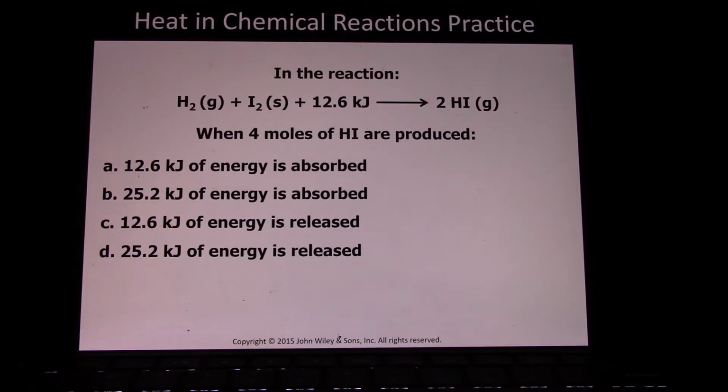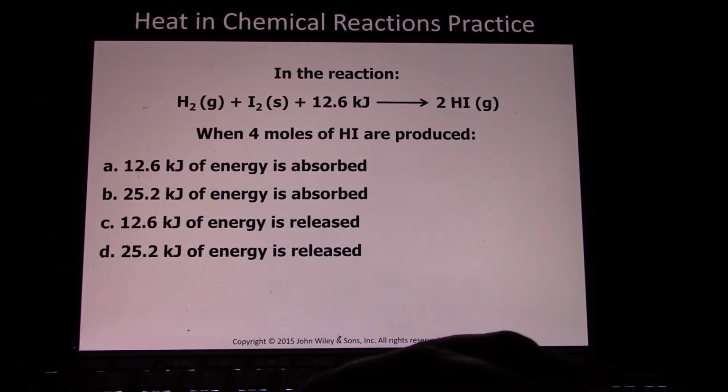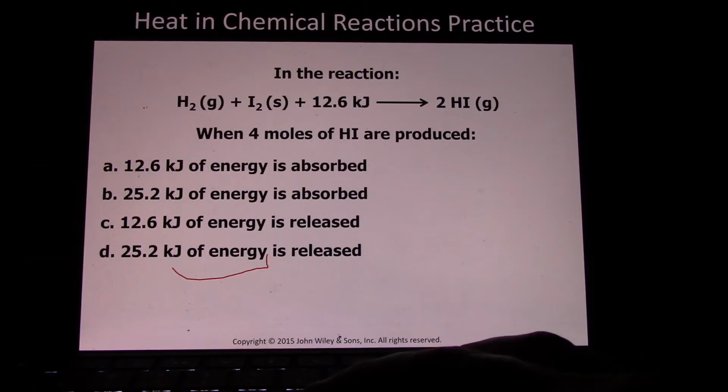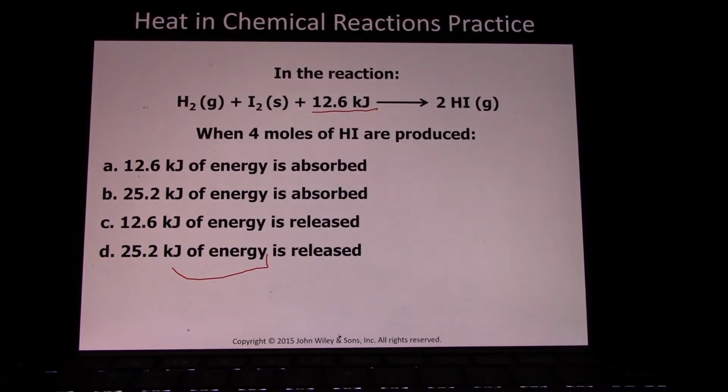In the reaction, hydrogen gas reacts with iodine solid plus 12.6 kilojoules to produce 2 hydrogen iodides. Is this exothermic or endothermic? Well, look where energy is. Energy is on the left side of the arrow. That means energy is a reactant. This is an endothermic reaction. It's absorbing energy. And if you produce 4 moles of HI, you'll double the energy involved.